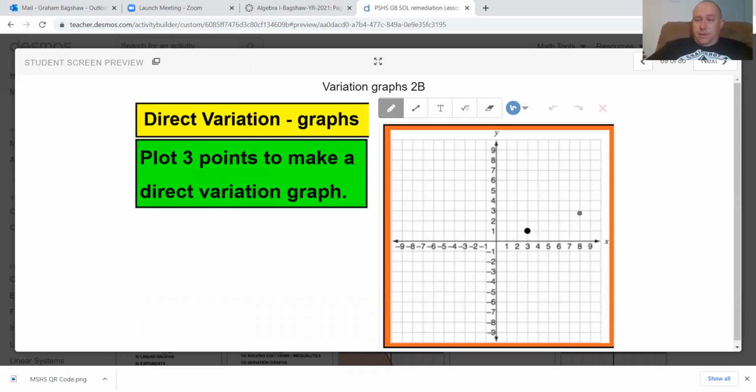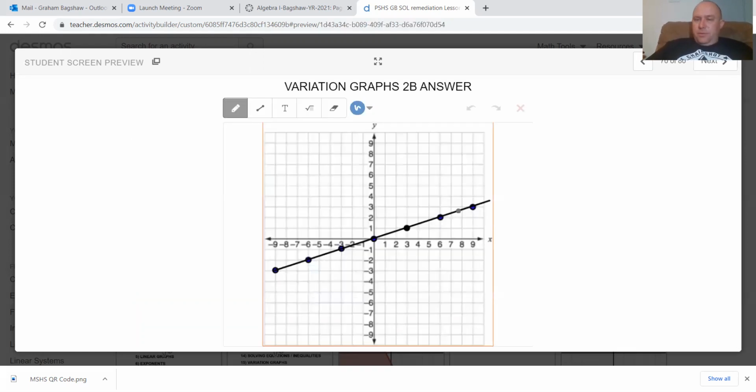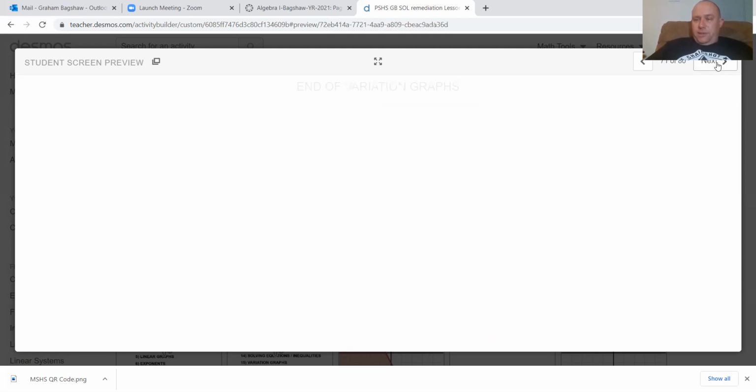Plot 3 points to make a direct variation graph. So no multiple choice, you've got to click physically on the graph. So obviously 0, 0, that would be your first point. And then from here, we know it makes a straight line, so we're just looking for the pattern. So look how you get from the dot to the other dot. You go up 1, and then you go across 3. So do the same thing. Go up 1, go across 3. Up 1, go across 3. And you can see that that would make your straight line. Now, there were other options as well. So as long as you pick 3 points, you should be good. But you should always start with 0, 0 for a direct variation question.